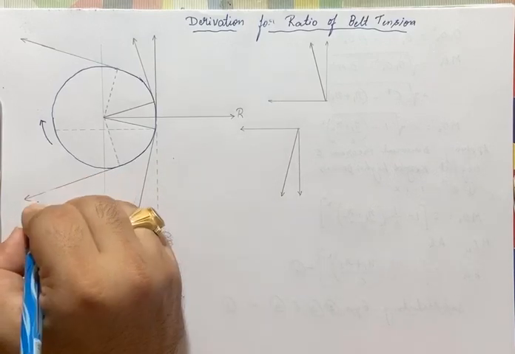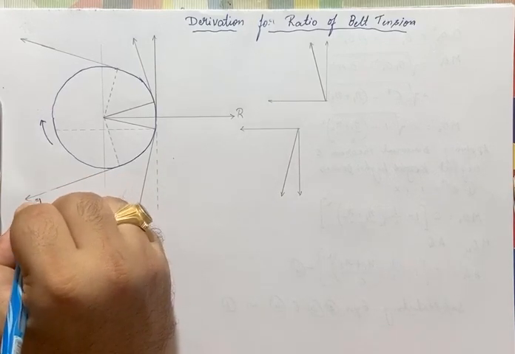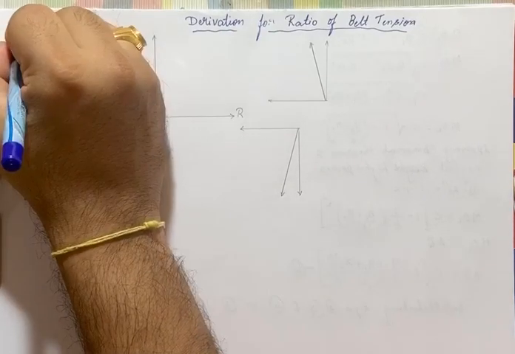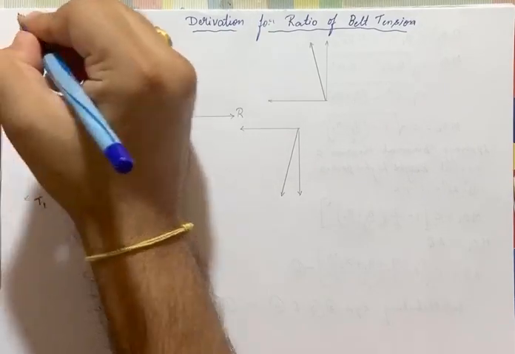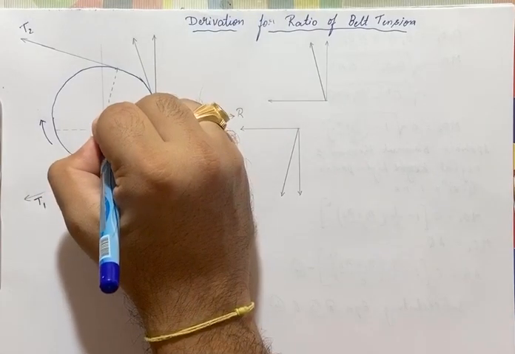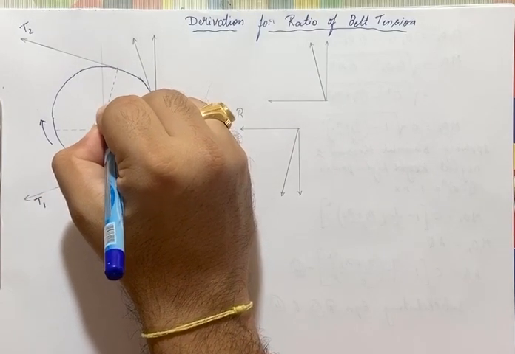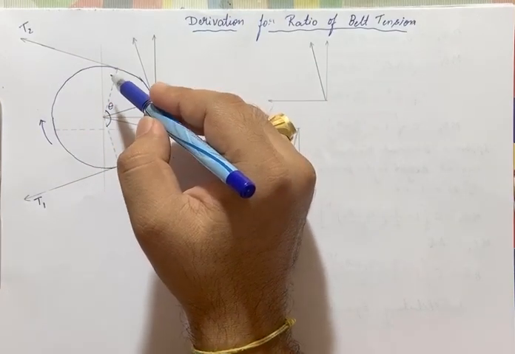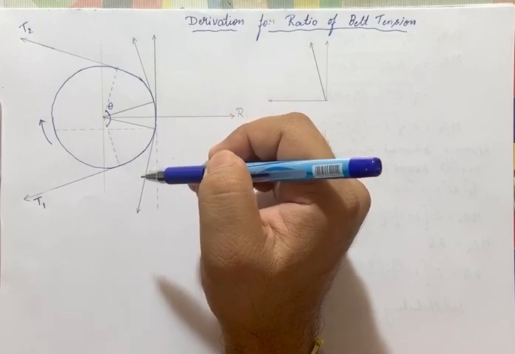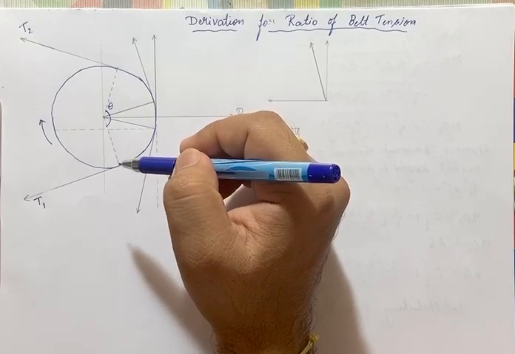Now we will consider T1 as the tension in the tight side. Similarly, T2 is the tension in the slack side. Theta is the angle of contact between the belt and the pulley.